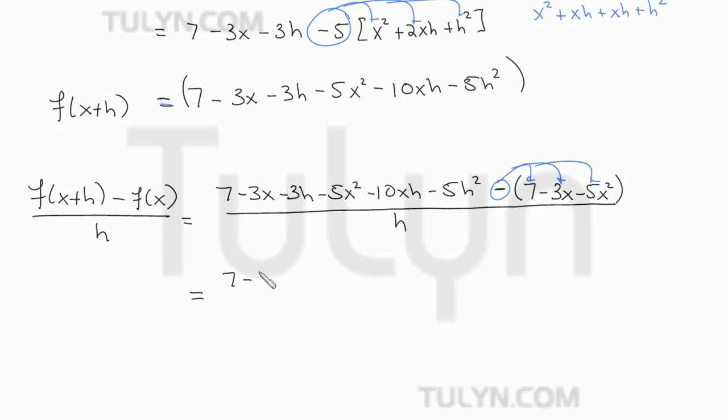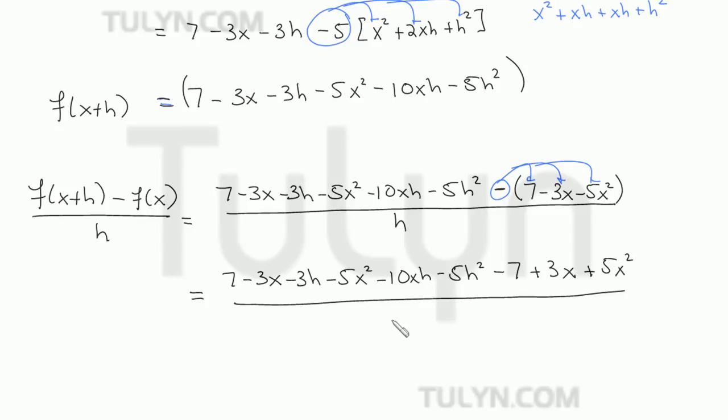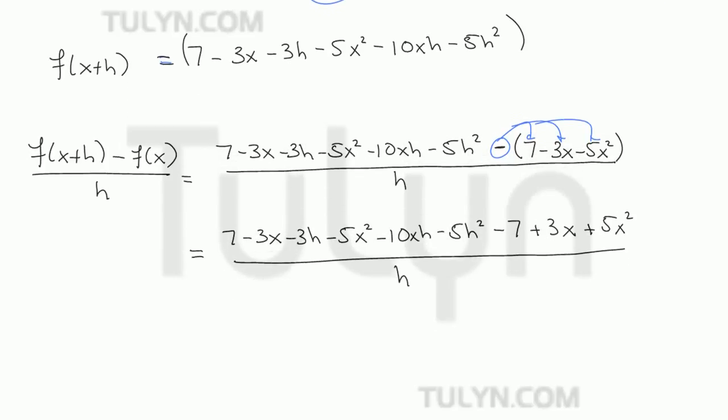So this is 7 minus 3x minus 3h minus 5x squared minus 10xh minus 5h squared, and then minus 7 plus 3x plus 5x squared, and that's all over h. Don't forget that denominator, even though it's just one value.